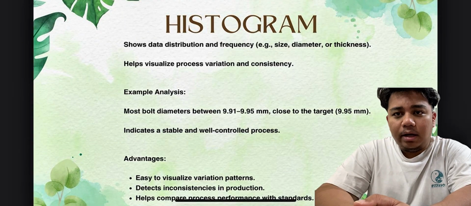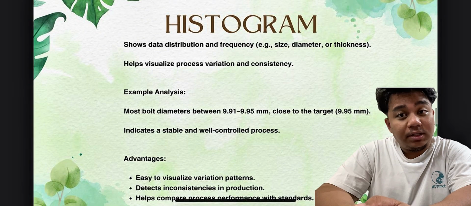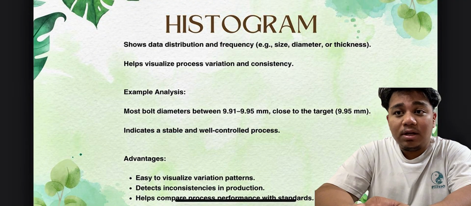Histogram. Next, I'll be explaining about the histogram. A histogram is a tool that shows data distribution and frequency, for example, the size, diameter, or thickness of a product. It helps us visualize how consistent a process is and whether there's too much variation.